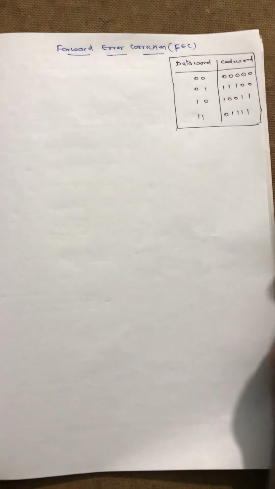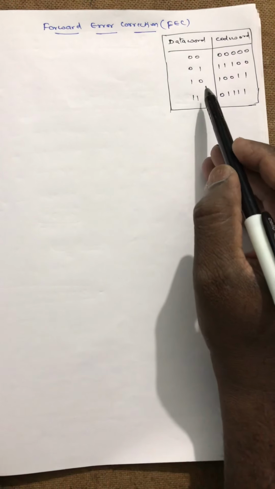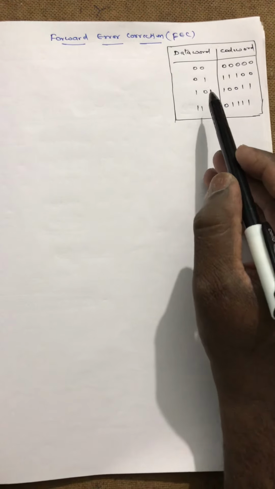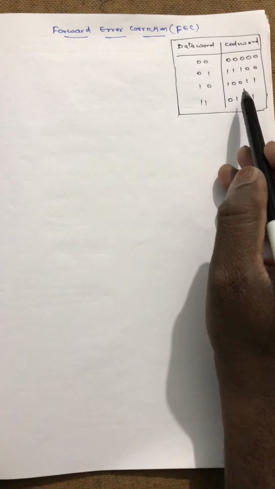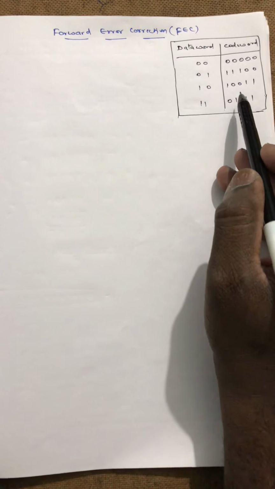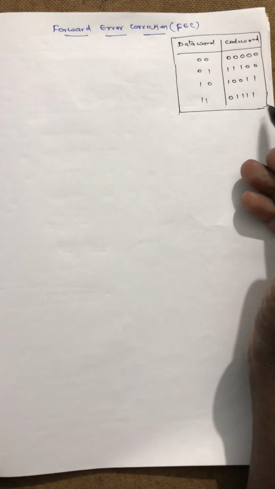The basic point over here to remember is it will have a table, and this table will be maintained by sender as well as receiver. Okay, now how it will identify the errors and how it will correct it.